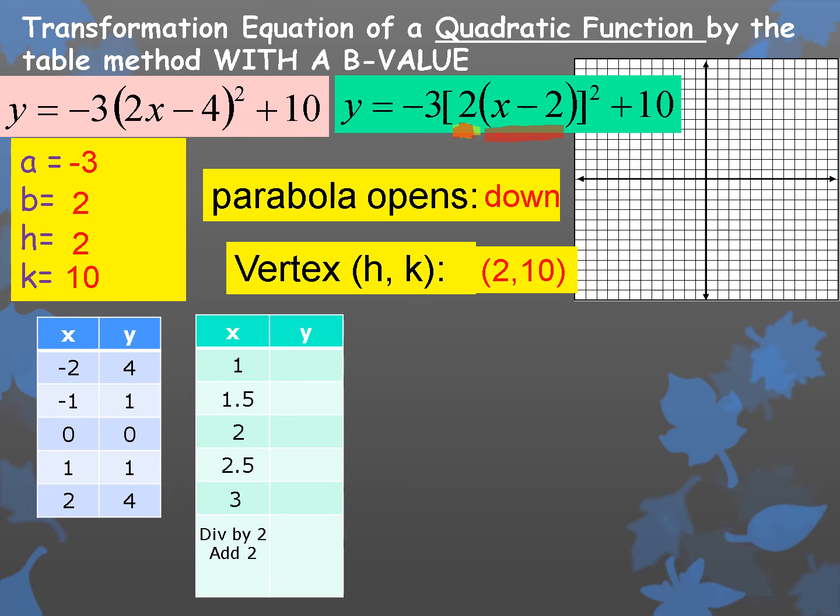Now, to go from old y's to new y's, I'm going to multiply by negative 3 and add 10. So for example, negative 3 times 4 is negative 12. Negative 12 plus 10 is negative 2. And so on. So I'm now going to graph the new table. And that's what my parabola looks like.